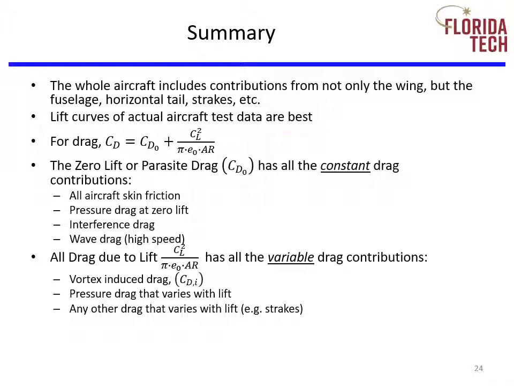In summary, the whole aircraft includes contributions from not only the wing, but the fuselage, the horizontal tail, the vertical tail, strakes, etc. Lift curves of actual test aircraft data are really the best. For drag, we saw the equation CD equals CD naught plus CL squared over pi times Oswald's efficiency factor times the aspect ratio. The zero lift or parasite drag has all the constant drag contributions, and that's all skin friction, pressure drag at zero lift, interference drag, and wave drag.